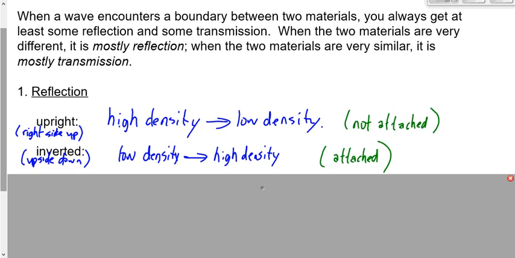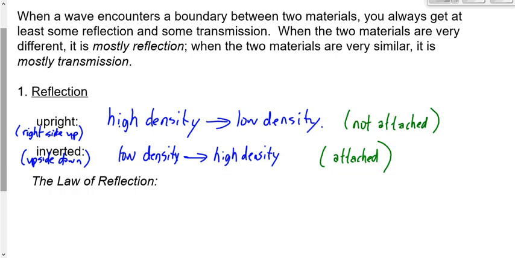Now, we can't do this next part as a demonstration, but you're just going to have to trust me on this. It's called the law of reflection. If a wave strikes a boundary, it's going to reflect and transmit. But if it strikes a boundary at an angle, we're going to get something a little bit different going on here. Let's draw the boundary here. Here's the boundary. The wave strikes at an angle.